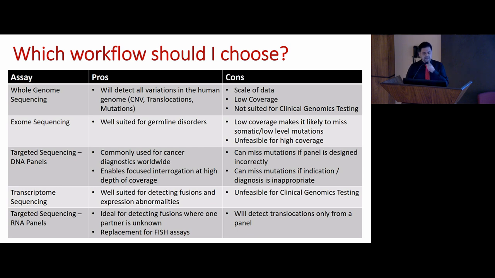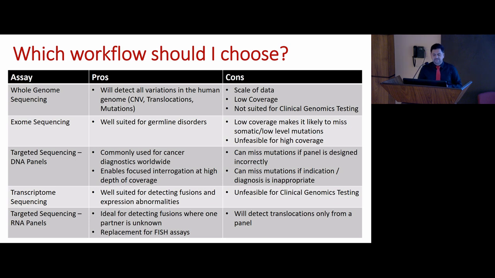They enable focused interrogation and high depth of coverage. The caveat here is that if your panel is designed incorrectly, you can miss mutations. So in 2021, we added the UBA1 mutation. Now we have 4 or 5 patients with VEXAS syndrome. So if you are aware of this, you will get this. If your panel didn't have that, you will not find these kinds of things.